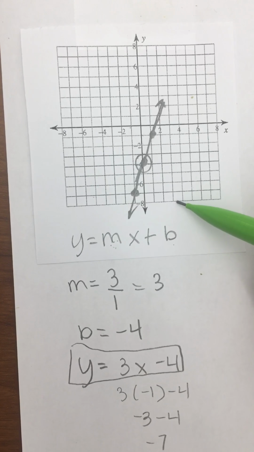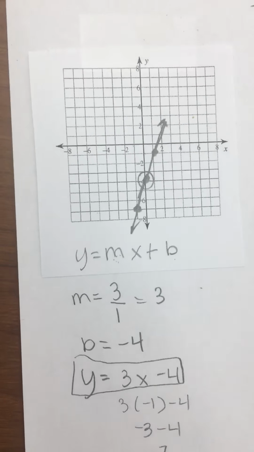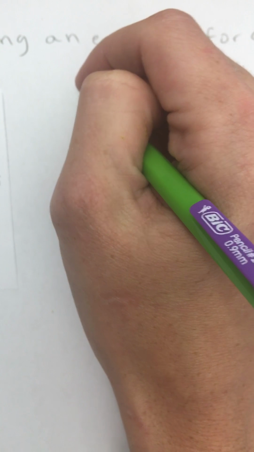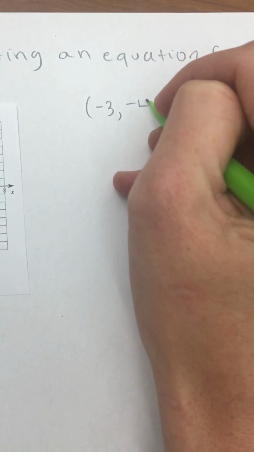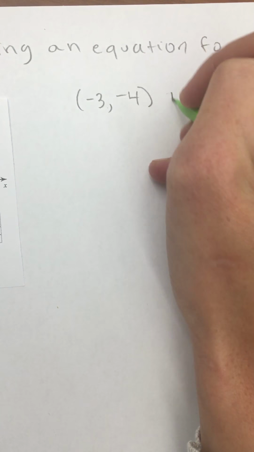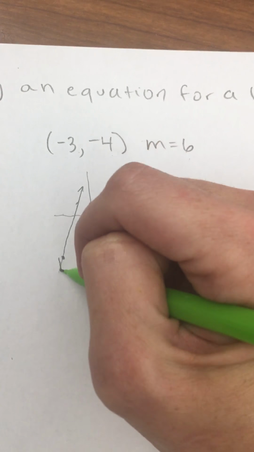But what happens if you don't have a graph? What if they give you something like this? They tell you that there is a point on your graph that passes through the value -3, -4, and has a slope of 6. So imagine that scenario. You can kind of think about where that location is. It's left 3, down 4, and it has a slope of 6, so it's kind of steep, right?